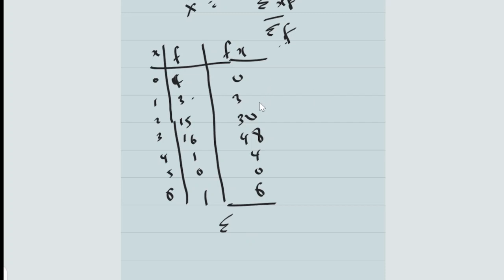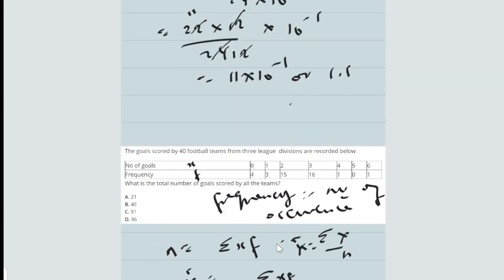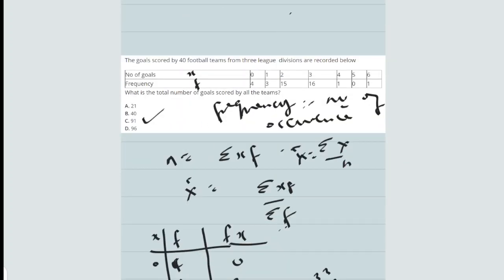So 0 plus 3 is 3, 3 plus 48, that's 81, 81 plus 4 is 85, and 85 plus 6, that's going to give me 91. So your answer is 91.